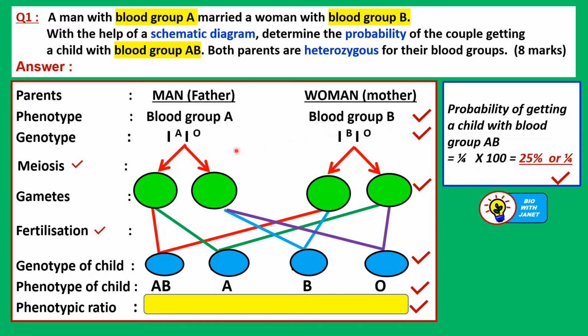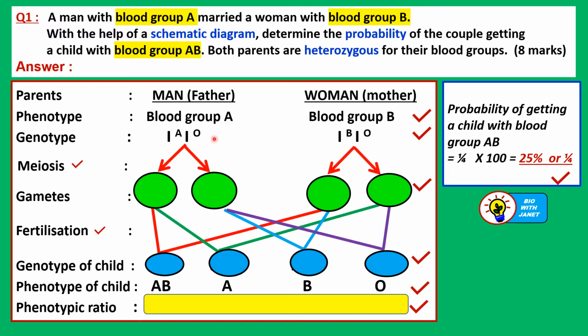Next, what is the genotype? This is where you have to determine the genotype, all right? Now we know that there are 2 genotypes that are possible for those in blood group A. You are either homozygous dominant, or heterozygous, okay? But here it says that both parents are heterozygous for their blood groups. So what is the genotype of a heterozygous blood group A man? He will have 2 different alleles in his cells. So it should be IA, IO.